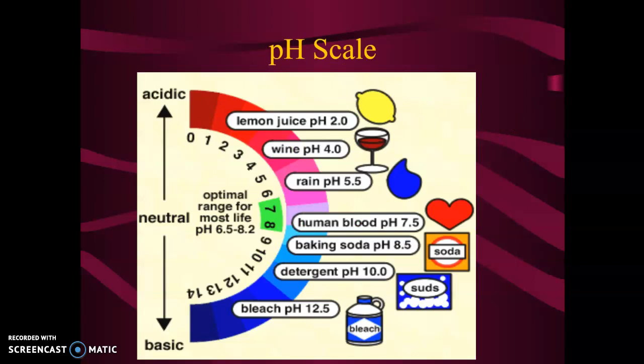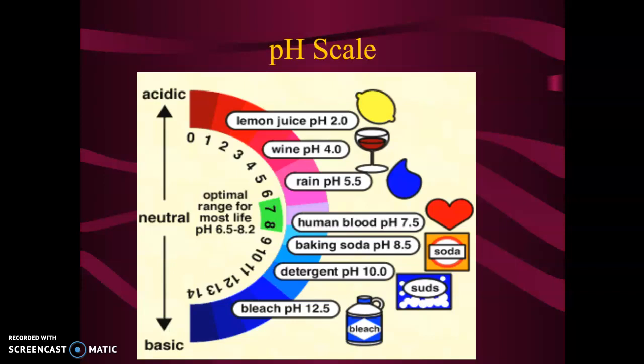So this is just an idea of the pH scale. The pH scale used to go from 0 to 14. It now actually goes to the negative numbers, but it only goes up to 14. So it's 14 and below. It will never go above 14, but it will go below 0.